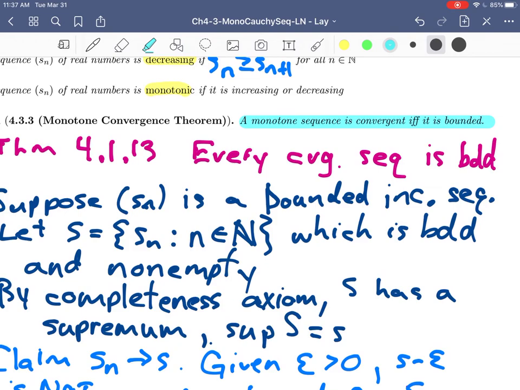Notice, though, if we have a sequence that is both convergent and bounded, that does not necessarily imply that it is monotone. So there are examples of that, where we have convergent bounded sequences that are not monotone. The alternating harmonic series would be an example of a convergent bounded sequence that is not monotone.